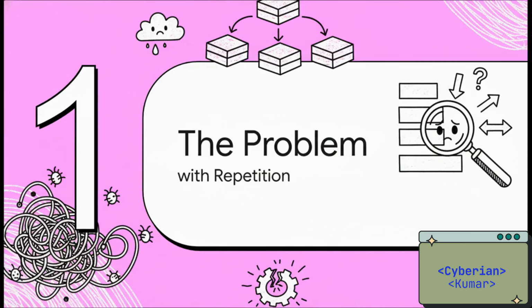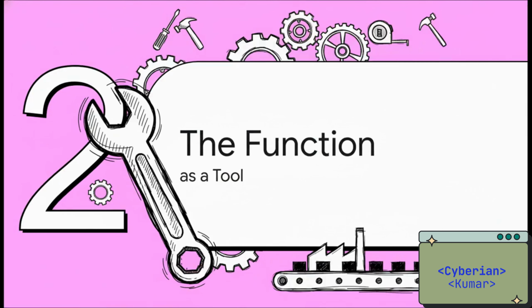Okay, so first up, let's really get to grips with the problem we're trying to solve here. Because writing the same code over and over isn't just a little annoying. It's super inefficient, and it can make finding bugs an absolute nightmare. And the solution to that problem is the function. This is our first and maybe our most important tool. Instead of building something from scratch every single time, we're going to build a specialized tool that does one job perfectly, and we can use it whenever we want.